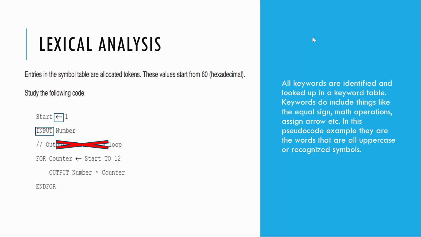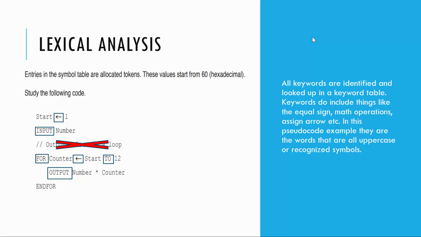Remember, all comments are ignored, so it skips down to this FOR. Recognizes that keyword. Doesn't recognize COUNTER. Does recognize the arrow because that appears in the keyword table. START has no idea what that is just yet. What about 2, TO? That's recognized in the keyword table. 12, it knows it's a number, but it doesn't know where it goes quite yet. So it's not going to create a token for it just yet. What about OUTPUT? OUTPUT, it knows what that is because that is a keyword.